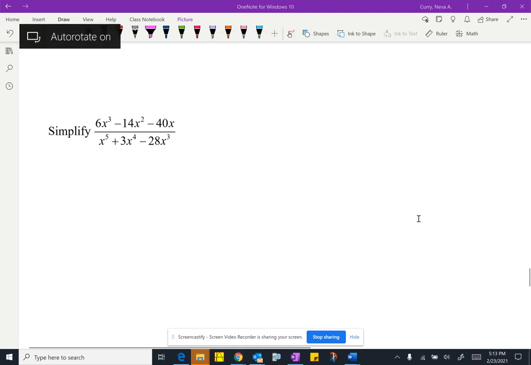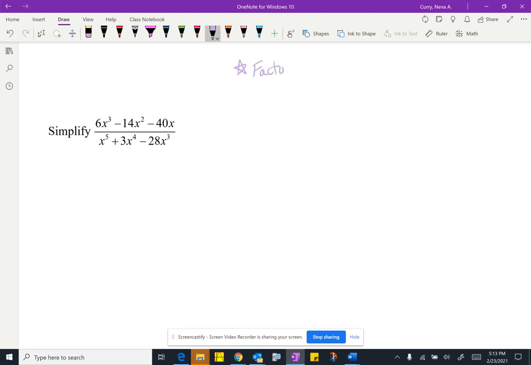So when we're simplifying, and throughout this unit, it's been really important to factor. So we want to see, where can we factor? Factor first. Factor always if possible. So I'm going to look at the numerator first, and I notice every single term there has something in common.